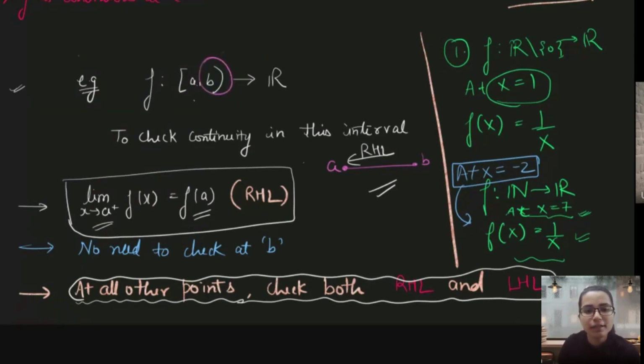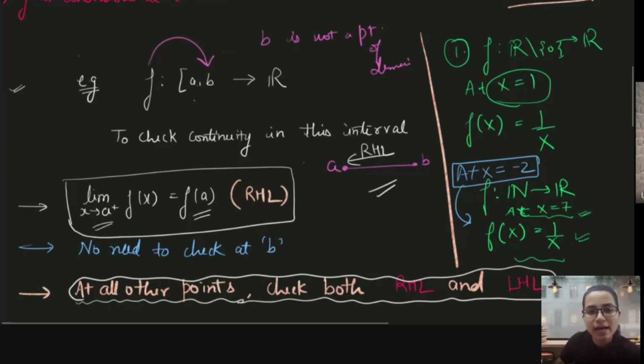So for B, if you notice, B is not a point of the domain. So if it is not a point of the domain, you'll have to remember that B does not lie in the domain, so the function is not defined at B. You didn't watch it carefully, but B does not lie in the domain. So you don't have to check. Suppose if I had written here the closed interval up to B, then in that case you'd have to check the left hand limit. But in this case, B is not in your domain.